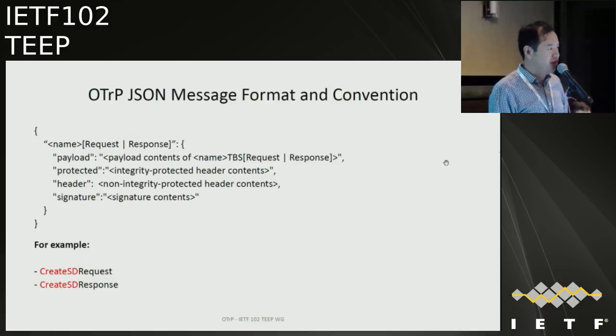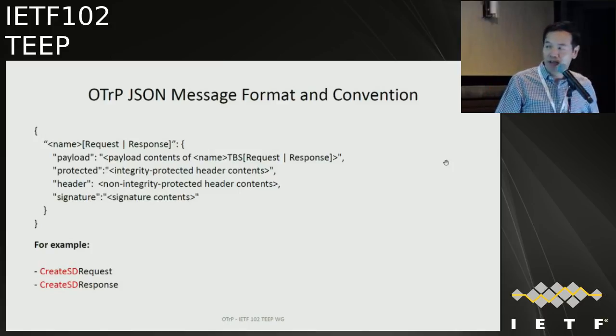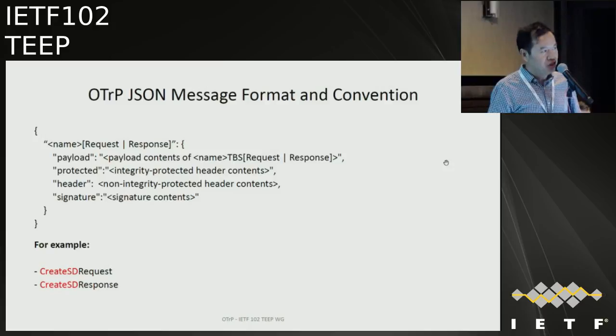This gives a flavor of the message. This is a standard JSON message. For the API called create security domain, there are a create security domain request and a create security domain response. Those will be JSON messages. But the messages need to be signed and encrypted, and the signing and encryption use the standard JSON specs in the RFCs. There are two RFCs for that. We don't want to reinvent this. It just uses whatever the RFCs already specified. This just gives a flavor of what it looks like.